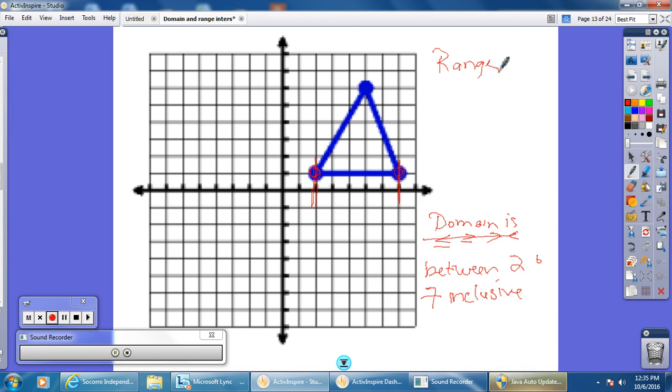And same thing for the range. You're going to write range is between, now let's look at the range. The bottom of our function is right here. So that's 1. And the top of our function is right here, right? Solid circle, solid circle. 1, 2, 3, 4, 5, 6. Between 1 and 6 inclusive. That's what you're going to write for the next few slides.